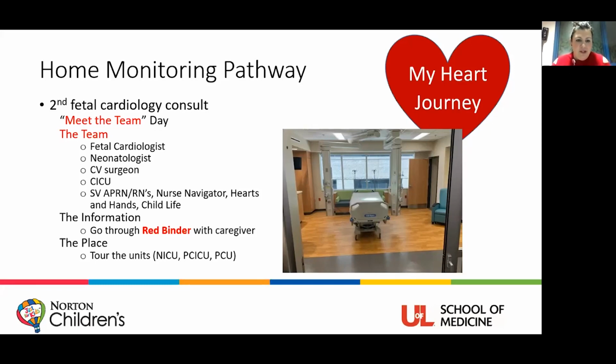They also get to tour the NICU, the pediatric CICU, and the PCU, which is our step down unit.